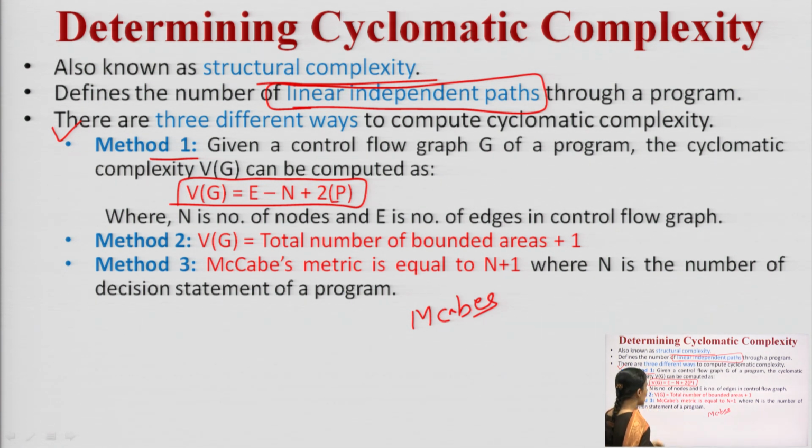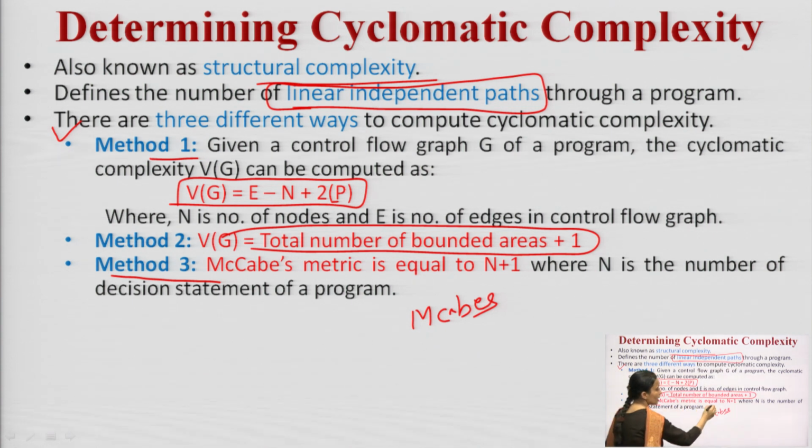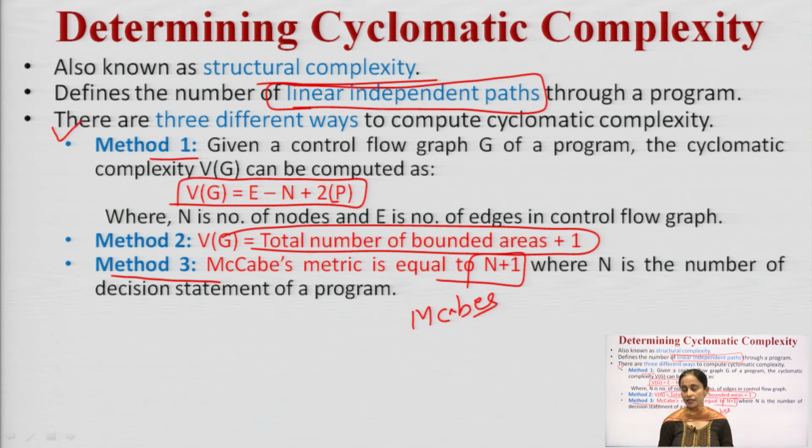Then method 2 says it is the number of bounded areas plus 1, and the third method says to define it as n plus 1, where n is the number of decision statements. For any DD graph, count the if nodes and add 1, that is the third method. Count how many bounded, covered areas there are, plus 1, that is the second method. Calculating it from the edges and nodes is my first method.